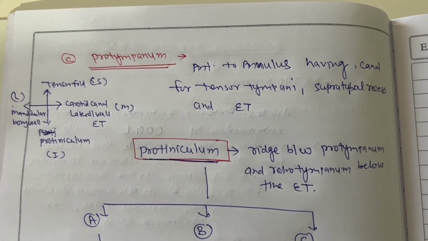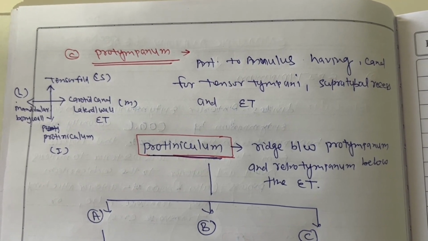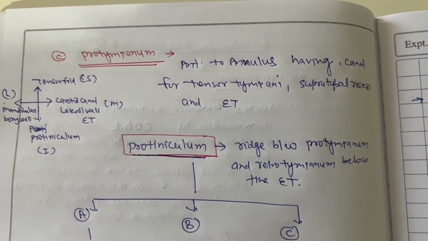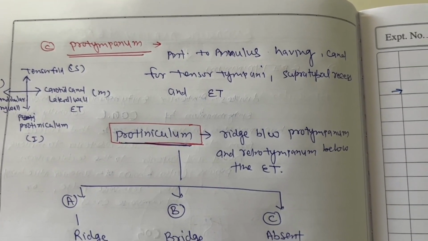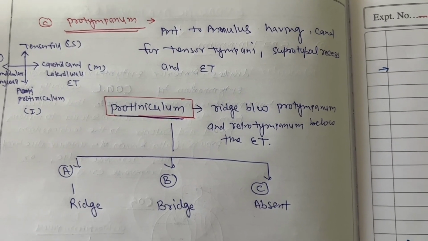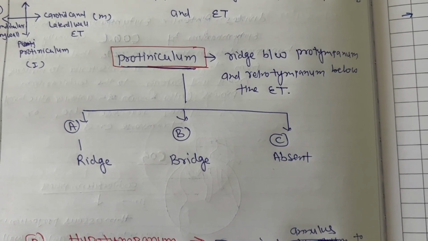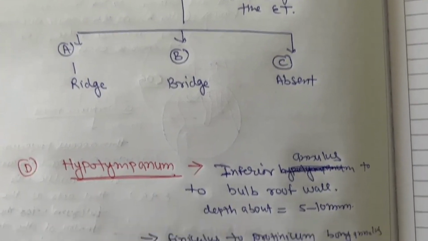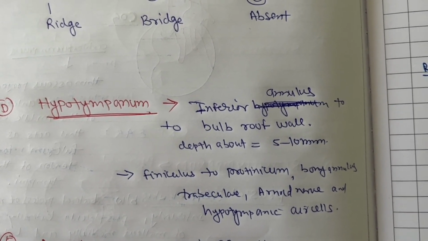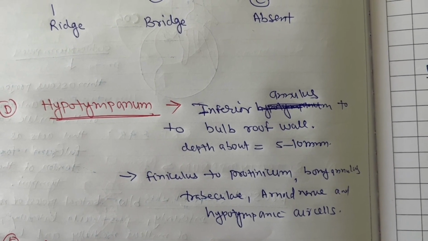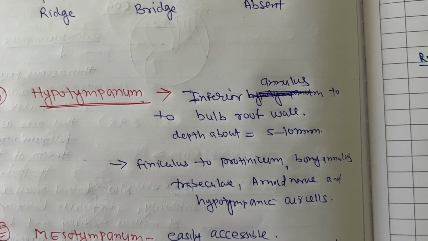Now talk about the protympanum. The protympanum is anterior to the annulus, having the canal for the tensor tympani, supratubal recess, and eustachian tube. Superiorly, it has the tensor fold. Medially is the lateral part of the carotid canal, and inferiorly is the protympanic ridge, the ridge between the hypotympanum and the protympanum. It may be a ridge, a bridge, or absent. The hypotympanum is inferior to the annulus up to the jugular bulb, with a depth of about 5 to 10 mm.